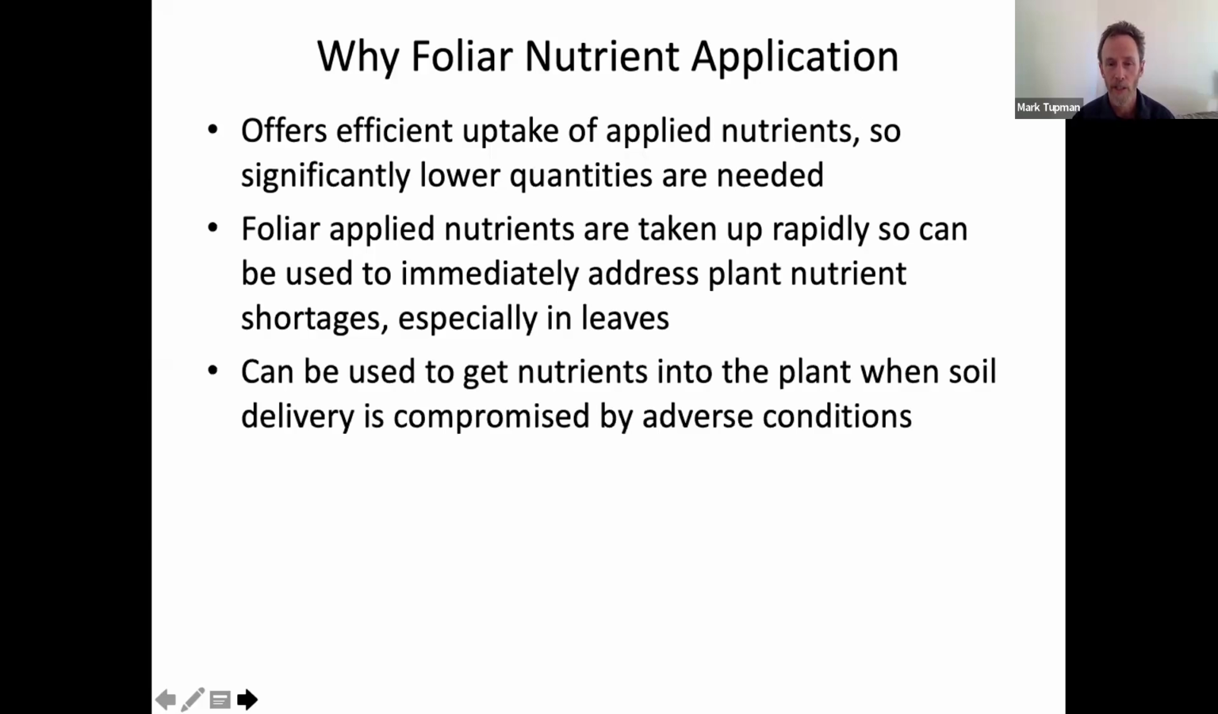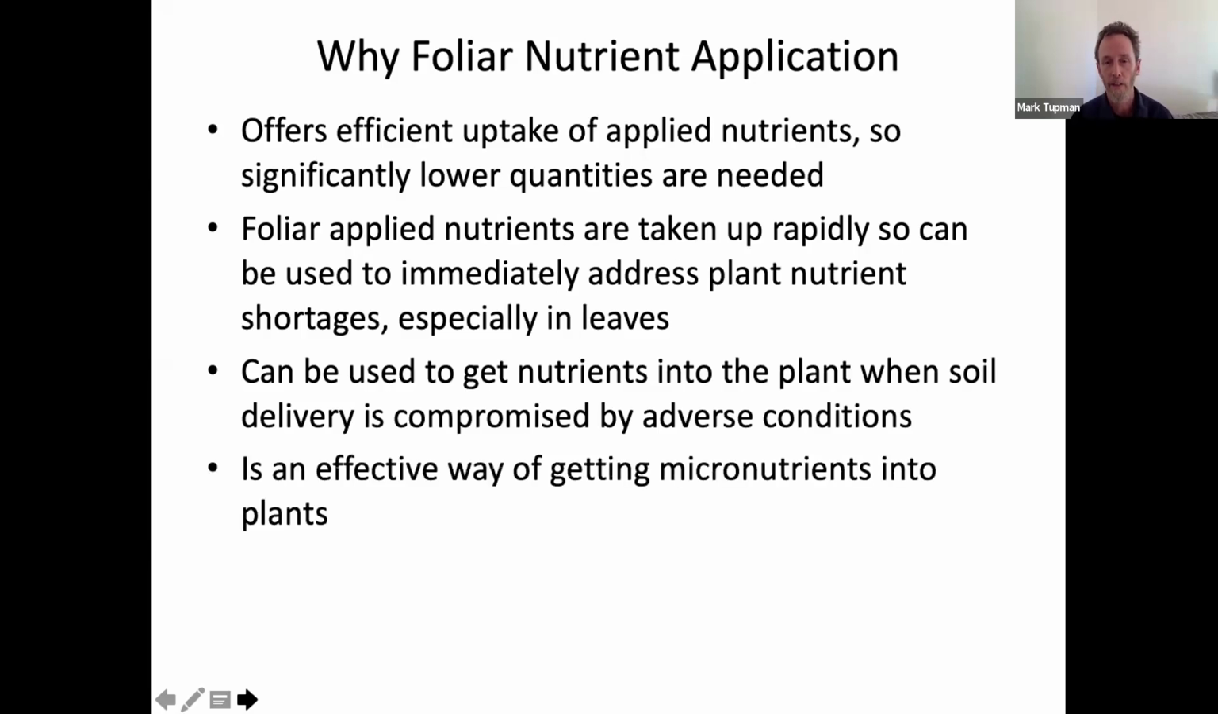Obviously, delivery of soil nutrients can be compromised by adverse conditions, especially dry weather, for instance. Or you might have pH issues with your soil, and so on. So yeah, you can bypass those with the foliar spray. It's a very effective way of getting micronutrients into the plants, which are notoriously hard to get into. The delivery from the soil of micronutrients, for a number of reasons, is notoriously poor. But through foliar nutrition, it's very effective.